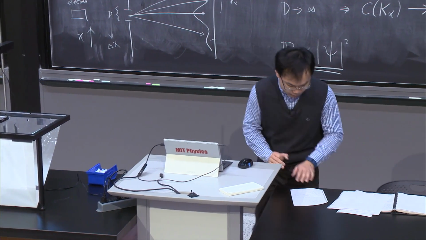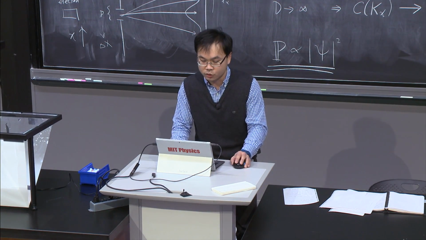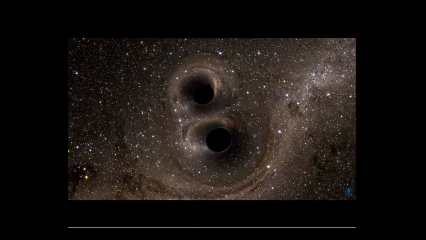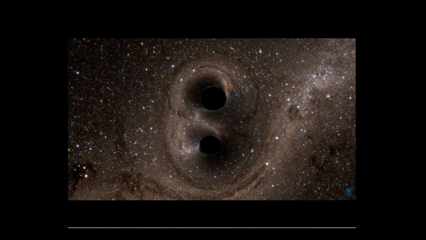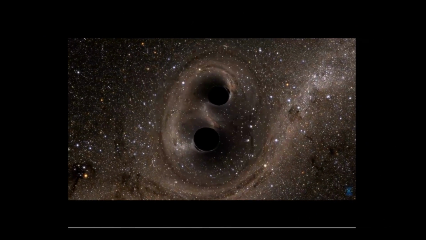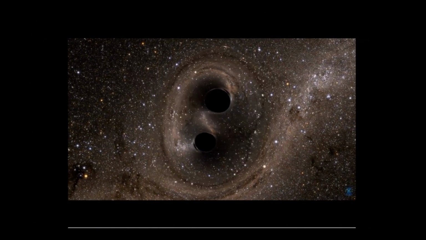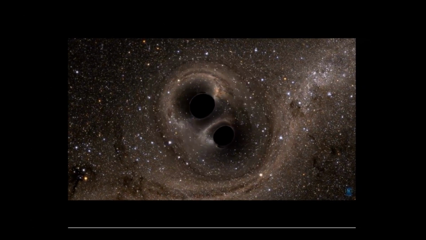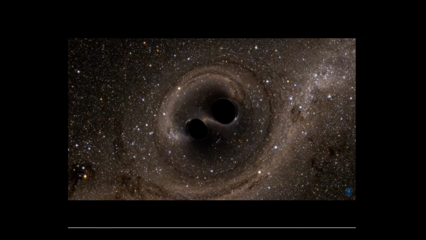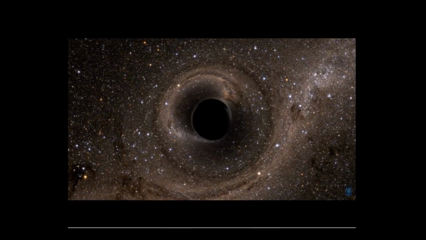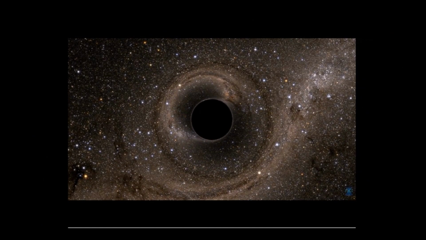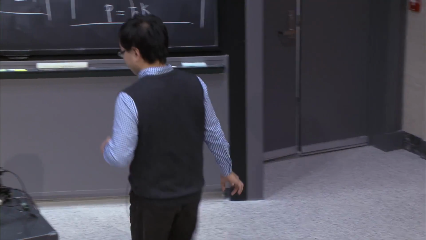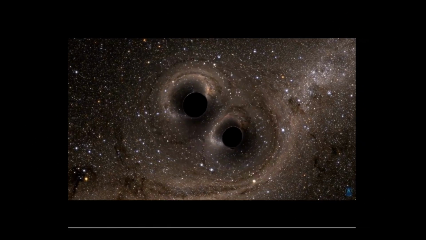Okay, so how about we visualize this thing? The problem is that we cannot really see the space distortion, but what we can see is the light which passes through those little distortions. So this is a simulation from the LIGO collaboration. They are simulating the merging of two massive black holes. And you can see that they are rotating with respect to each other. They are radiating energy out of this two-body system.